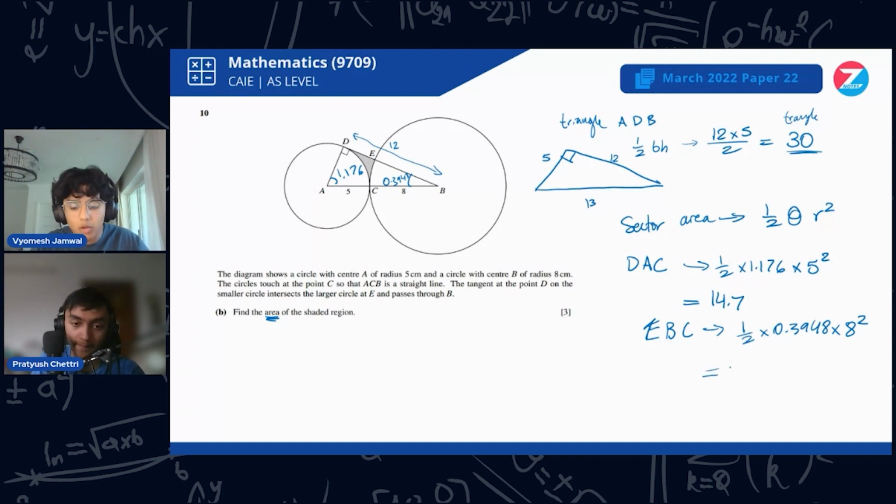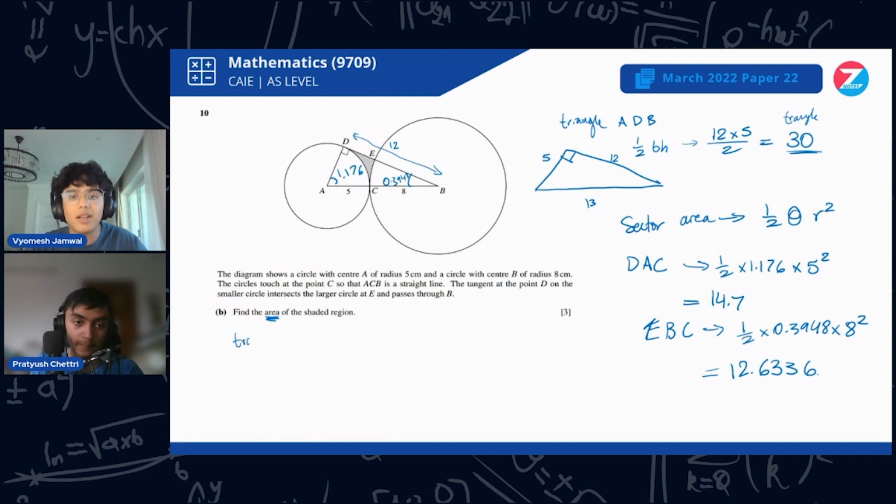It's gonna be 12.6336. As we've already rounded off the radians, it's better to not round it off again, just in case you go too far from the actual answer. And so now what we have gotten is the area of the triangle, the area of the sector, and area of actually both of the sectors. So what we need to do is just subtract both of the areas of the sectors from the triangle to get the area of the shaded region.